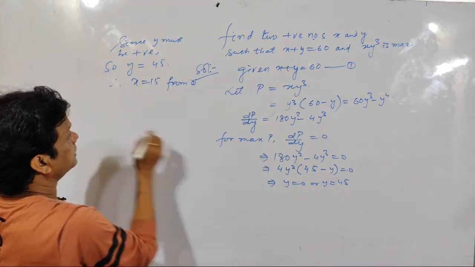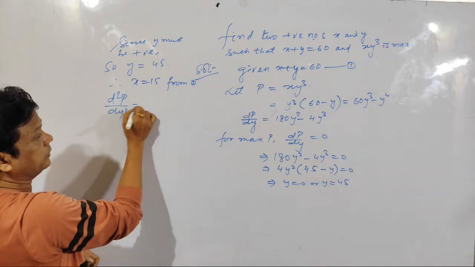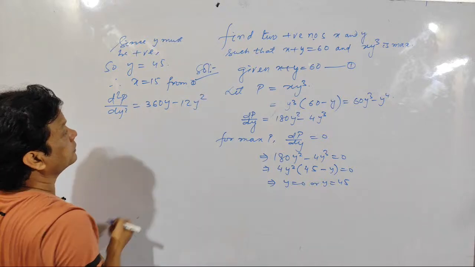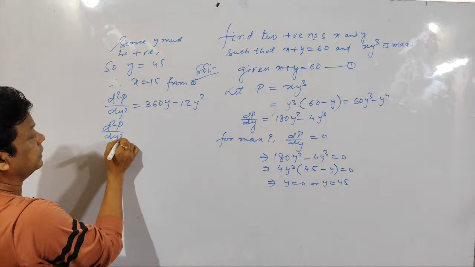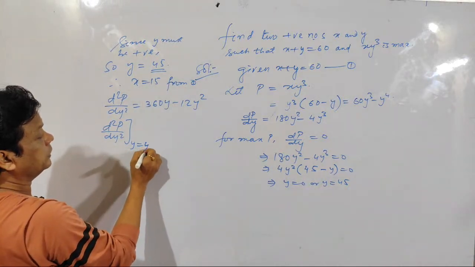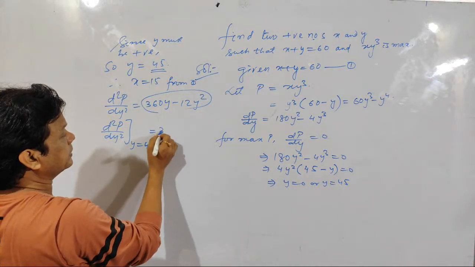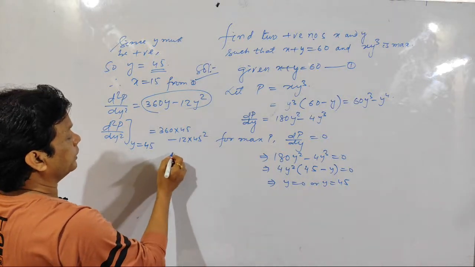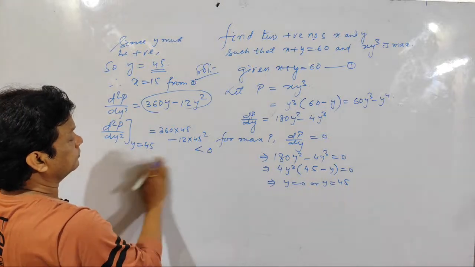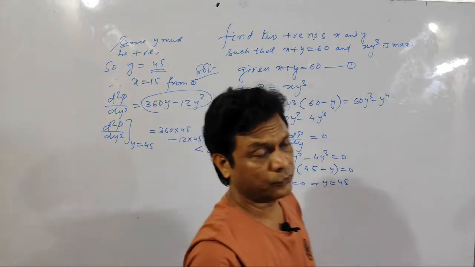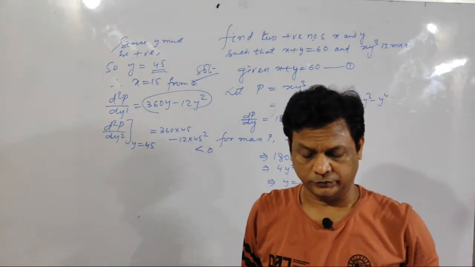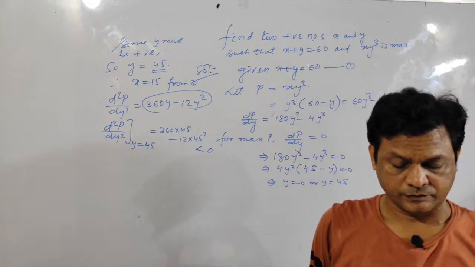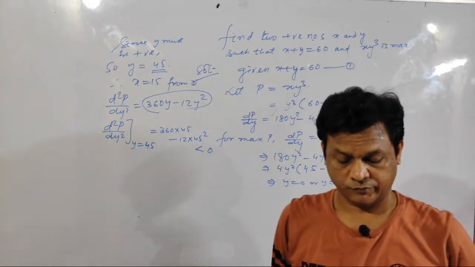Clear? Now what is the second derivative? See here, d square P by dy square, second derivative. That means you have to differentiate this one. It is 360y minus 12y square. Clear? So d square P by dy square at y is equal to 45. Tell me whether this quantity, that means 360 into 45 minus 12 into 45 square, perhaps negative. This quantity is less than 0. See here, calculate it. What is the value? It is negative or not?